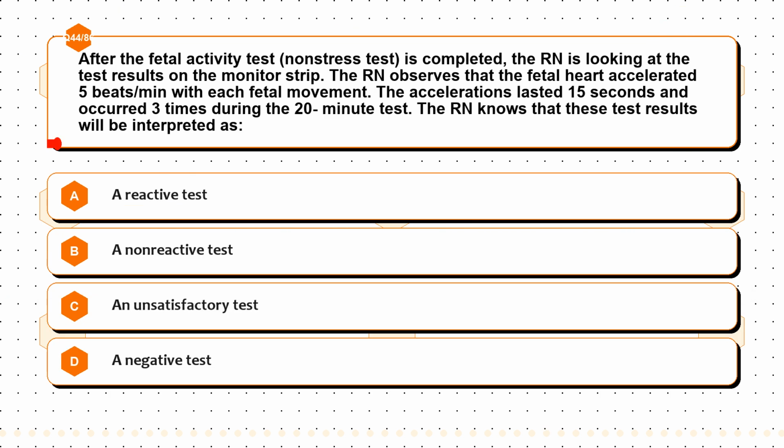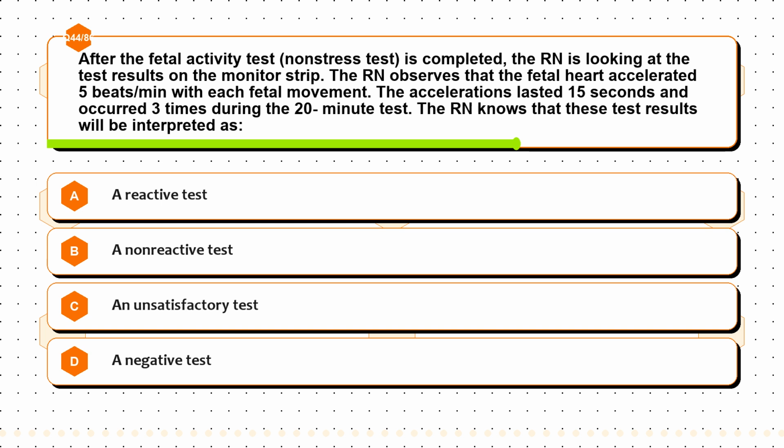Question 44. After the fetal activity non-stress test is completed, the RN is looking at the test results on the monitor strip. The RN observes that the fetal heart accelerated 5 beats/min with each fetal movement. The accelerations lasted 15 seconds and occurred 3 times during the 20-minute test. The RN knows that these test results will be interpreted as, here are the options.